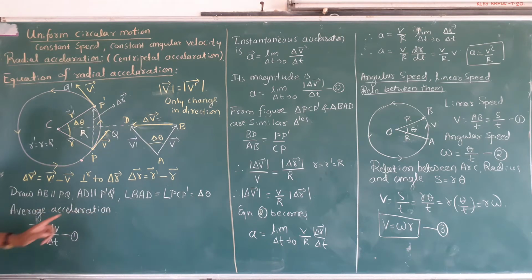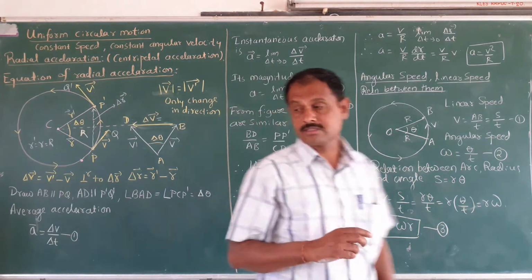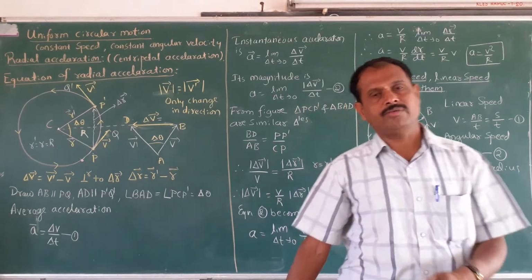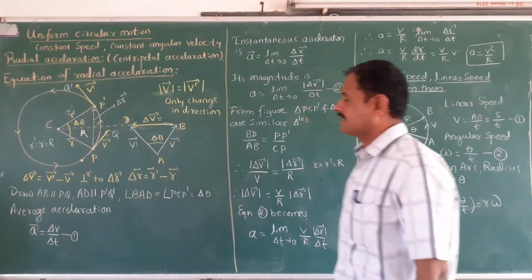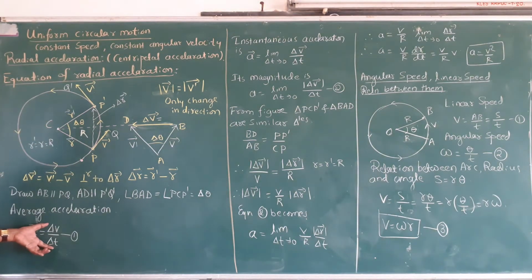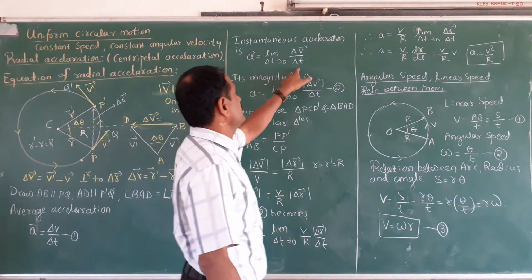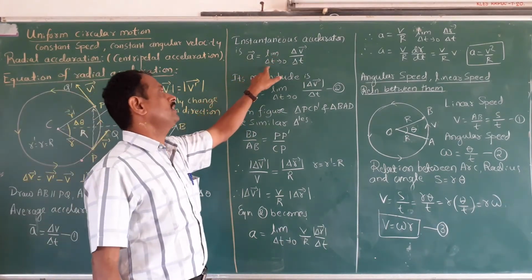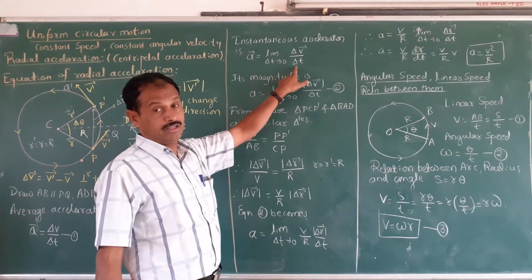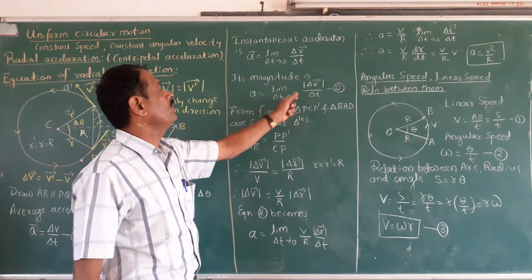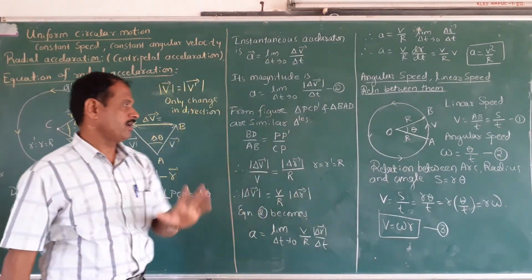Now, the average acceleration a bar is equal to delta v by delta t, equation number 1. This is the average acceleration: the total change in the velocity divided by the time taken. The limiting value of average acceleration is the instantaneous acceleration. The instantaneous acceleration vector a is equal to the limit as delta t tends to 0 of delta v divided by delta t. Now its magnitude is given by a equal to the limit as delta t tends to 0 of the magnitude of vector delta v divided by delta t.